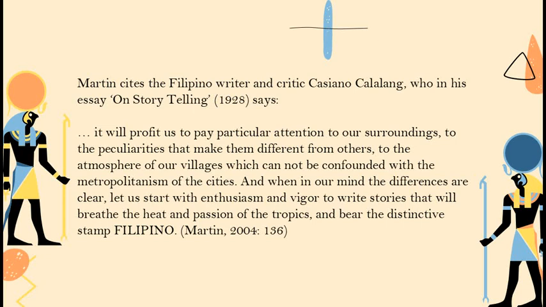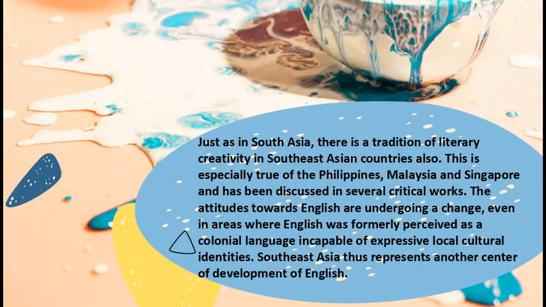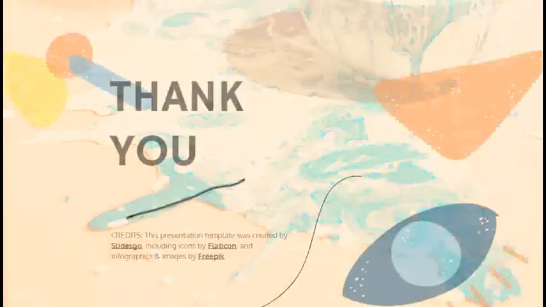Southeast Asian writers are aware of their physical and socio-cultural context and how these affect creativity in English. Martin cites the Filipino writer and critic Casiano Calalang, who in his essay on storytelling says, "It will profit us to pay particular attention to our surroundings, to the peculiarities that make them different from others, to the atmosphere of our villages, which cannot be confounded with the metropolitanism of the cities, and when in our mind the differences are clear, let us start with enthusiasm and vigor to write stories that will breathe the heat and passion of the tropics and bear the distinctive stamp Filipino."